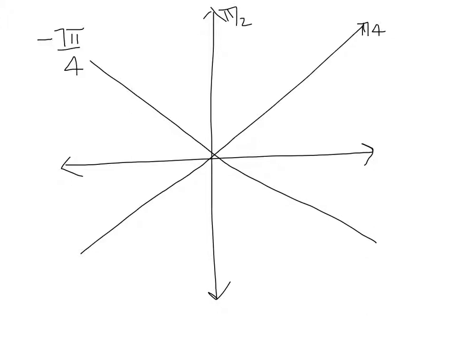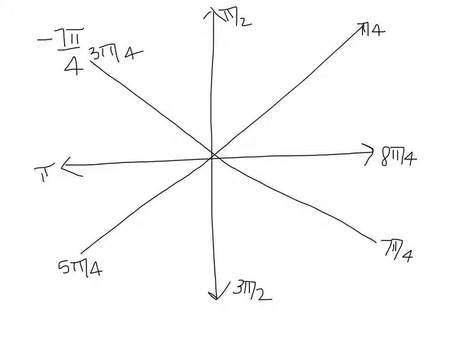1 pi over 4, 2 pi over 4, 3, 4, 5, 6, 7, 8. Oh, 2 pi. Now, be careful because 2 pi is the same thing as 0. I keep forgetting.